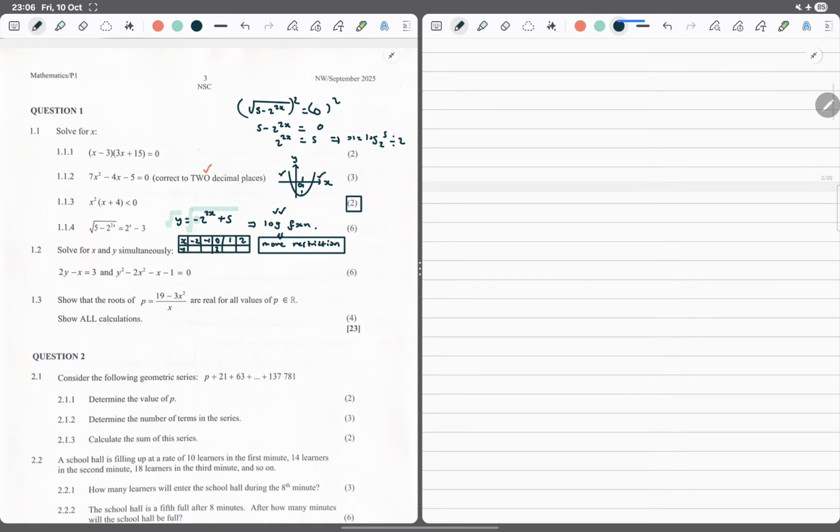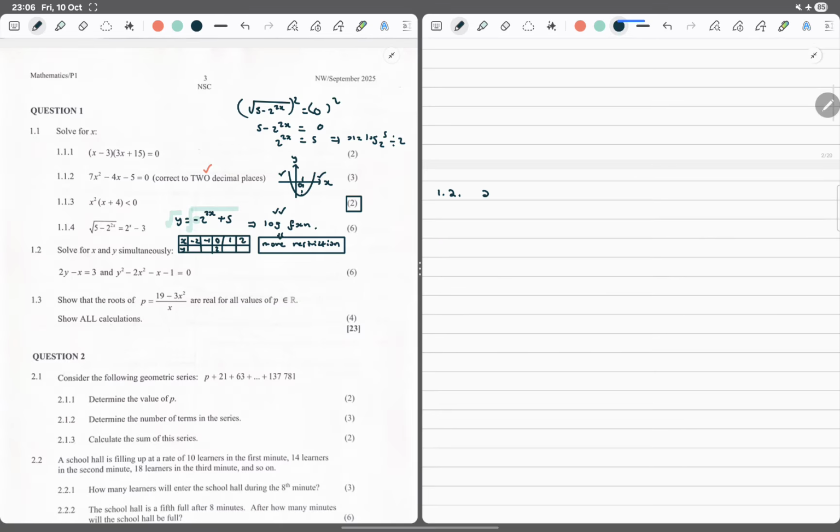Right, so we've got 1.2 simultaneous equations. So we've got 2y minus x equals 3. Therefore, if we isolate x, we get 2y minus 3. Can make this equation 1. And the second equation is y squared minus 2x squared minus x minus 1 is equal to 0. So all we know is that this is our equation 2.